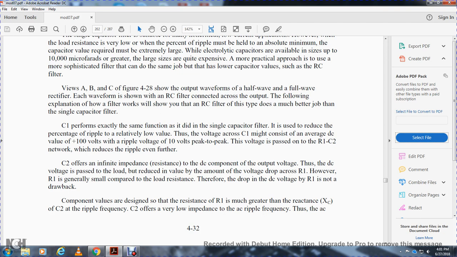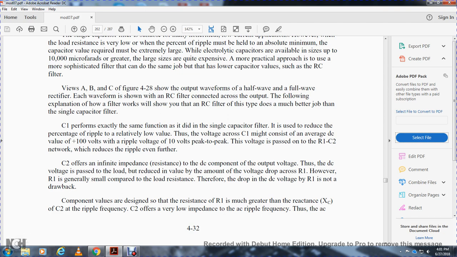Capacitor 2 offers infinite impedance to the DC component of the output voltage, thus the DC voltage path through the load reduces only by the amount of voltage dropped across resistor 1. However, resistor 1 is generally small compared to the load resistance. Therefore, the DC voltage drop across resistor 1 is not a drawback. In the design, resistor 1 is much greater than the capacitive reactance of capacitor 2 at the ripple frequency.